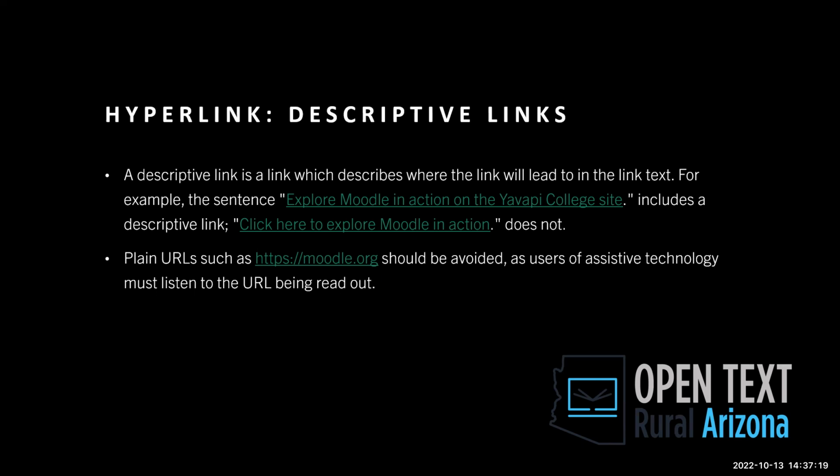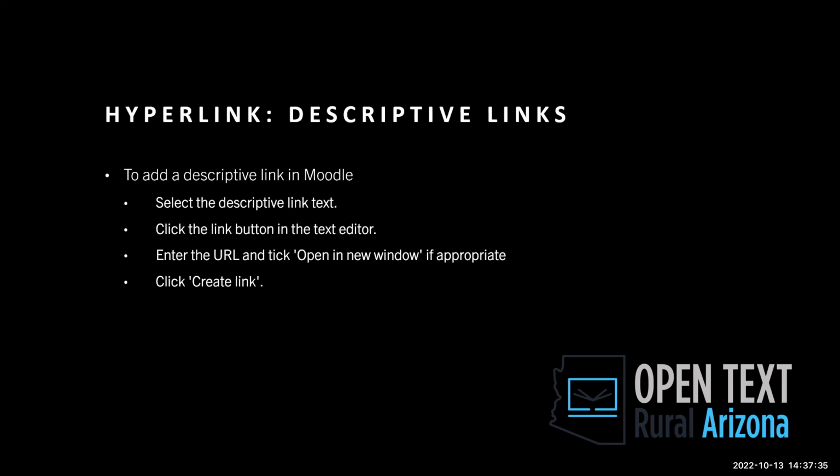Don't need to identify that it's a link. The screen reader already knows that it's a link, right? Those of us who are using our sight to perceive it, we know that the different colored text and the underline means that it's a link already. So we just want to highlight what's going to happen when I click on that.